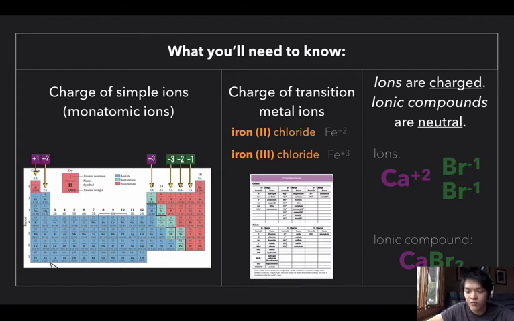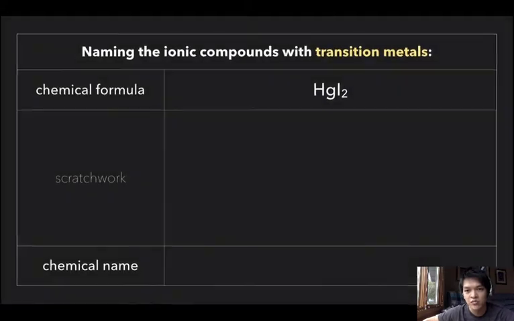The last thing we're going to have to remember is that ions are charged. However, ionic compounds, the compounds themselves, are where the positive and negative charges come together. The compound itself is neutral. All right, so try to recall that. Okay, let's take a look at our first practice problem here.